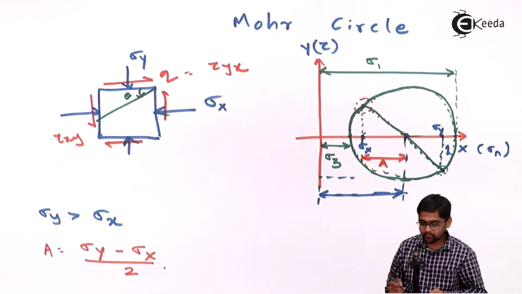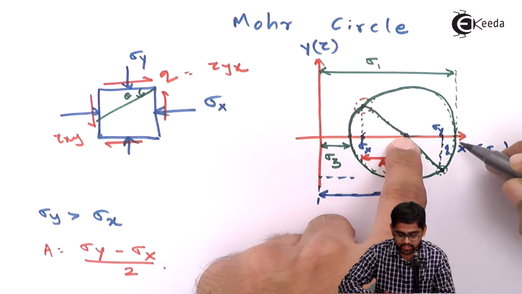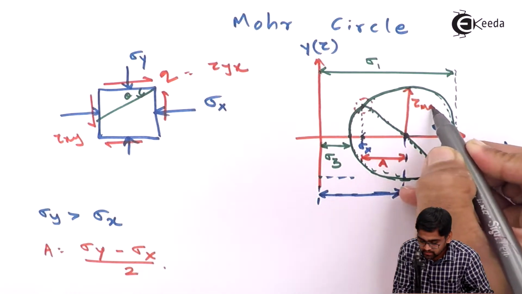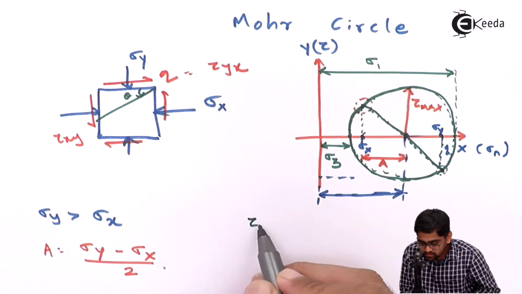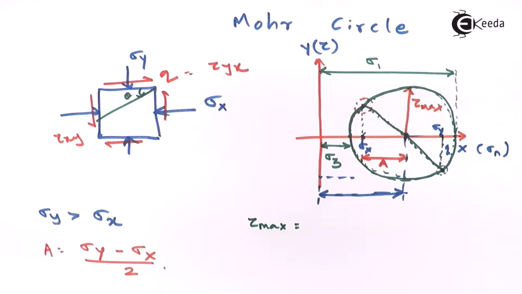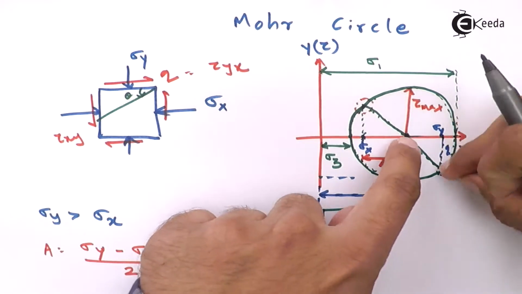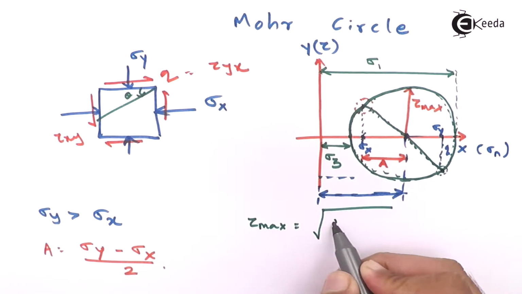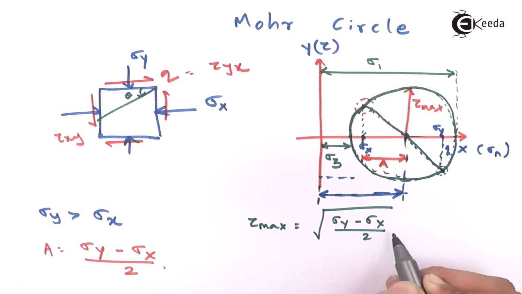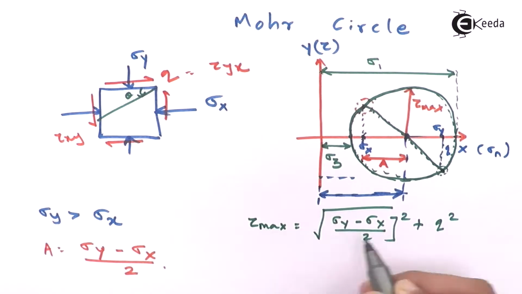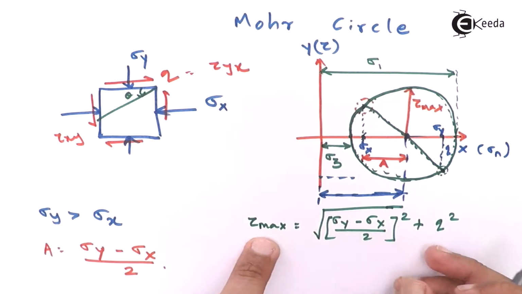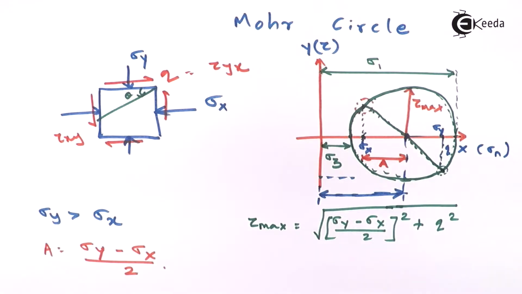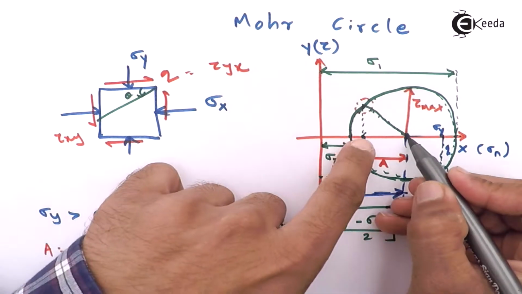Very clear. And if you want to calculate the radius of the circle, and this radius, if you turn it back, becomes your tau max again. So tau max is the radius of the circle, which is nothing but the square root of, this is the hypotenuse distance, this is q, and this is your a distance. So this is nothing but the square root of sigma y minus sigma x divided by 2 whole squared plus q squared. This is your tau max value, and it is also equal to the radius of the circle. And if you calculate from this diagram, this is your a distance.